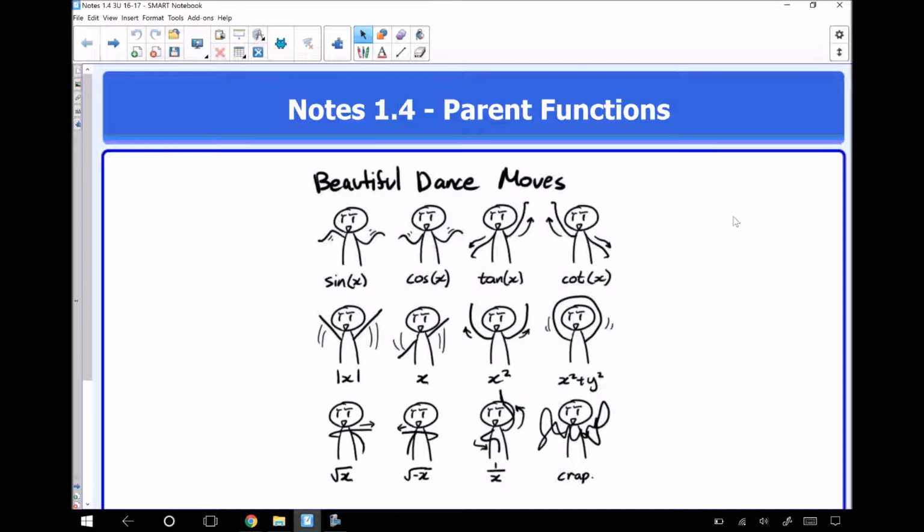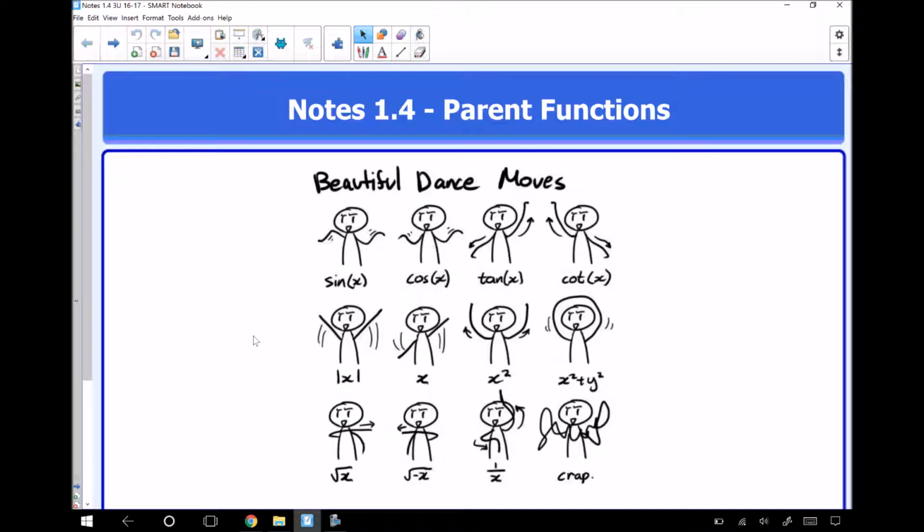Ladies and gentlemen, we are on notes 1.4, which are on parent functions. Just a quick reminder, there was no paper for you to follow along with that I gave you in class for this video. So I need you to take notes on your own paper, please. And you're going to need graph paper because we're going to be doing a lot of graphing of our parent functions, okay? So if you notice right here in this picture, it says beautiful dance moves.